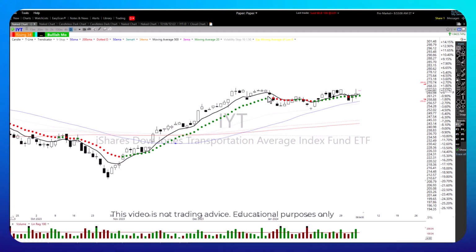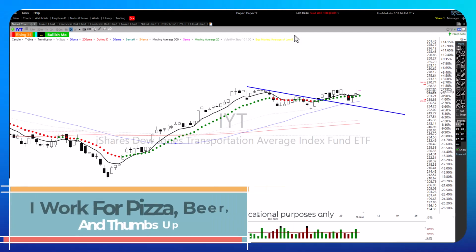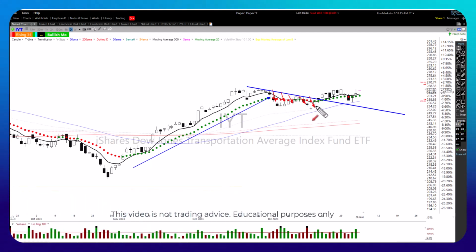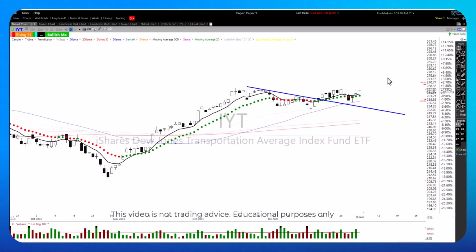Transports, they had a chance to get a little sloppy here and maybe break down, but they didn't do it. The transports actually turned around. See how we have this trend here up, and then see how the sellers took control, and then the buyers took control back. Looks like the buyers have control right now. So until the sellers take control, the bulls have control. And when the bulls have control of IYT, the transports, they have control of a lot.